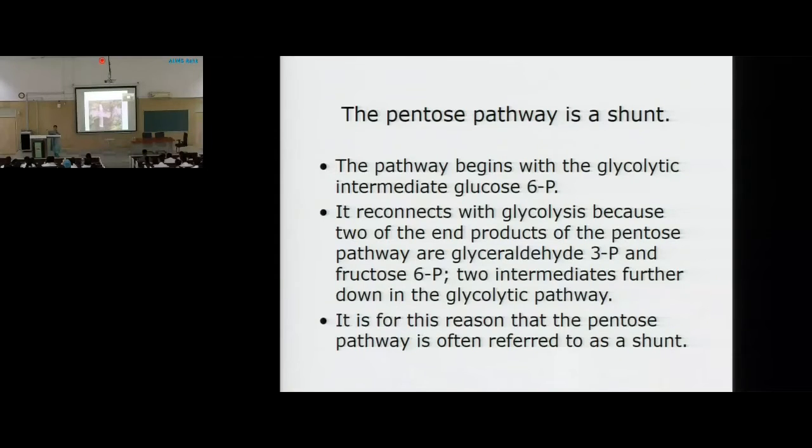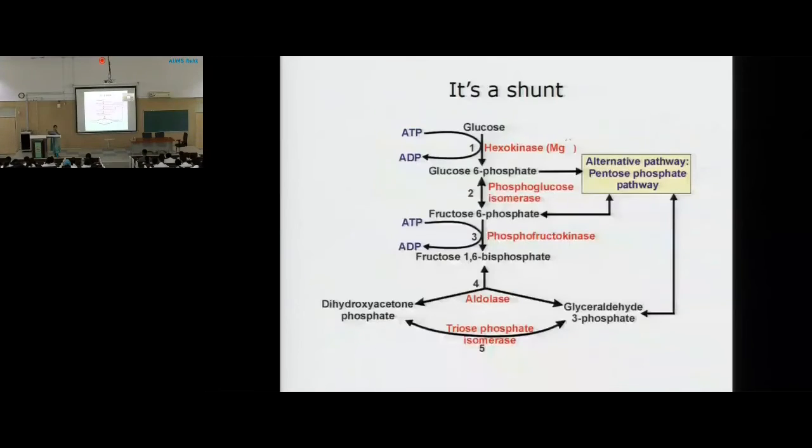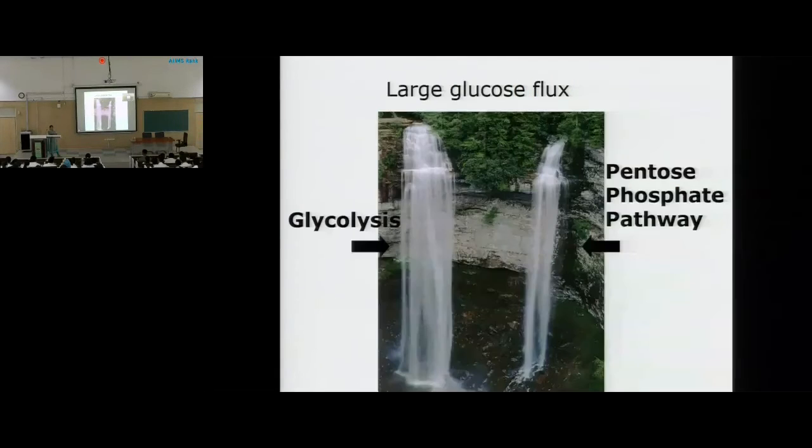This is how it is a shunt. Because glucose 6-phosphate can enter the alternate pathway, and the various products can also rejoin glycolysis. So it is almost like a shunt and has been named so.